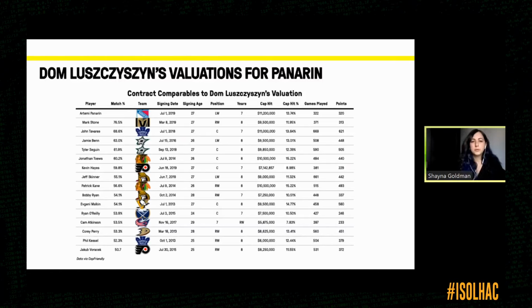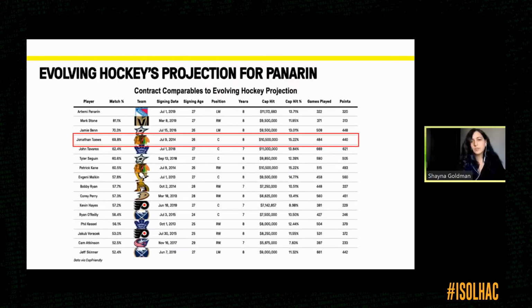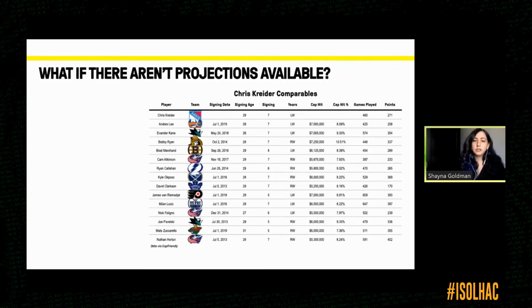What's also important to note here is the citations. It's so important to note where you got your data from. And here it's Dom and Cap Friendly. They all do really incredible work. So you want to make sure that you cite exactly where you're getting it from. So you can also take Evolving Hockey's projection for Panarin and put it into compare and see where their models differ, because it never hurts to have something else as a gut check. And here, it just shows that Jonathan Toews had a higher match percentage than what he did using Dom's valuation.